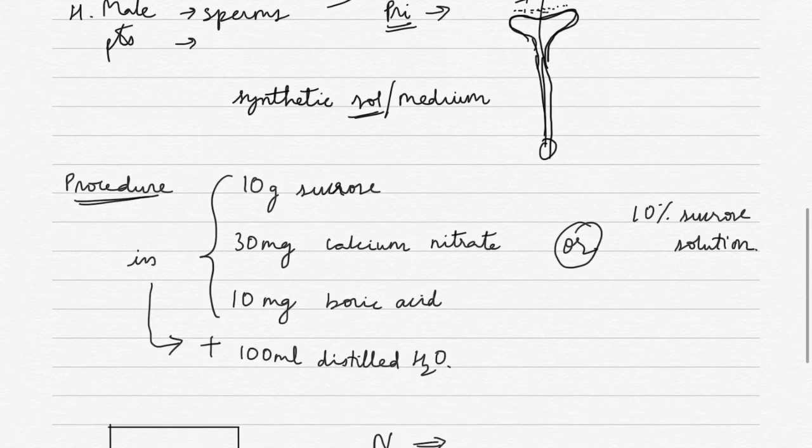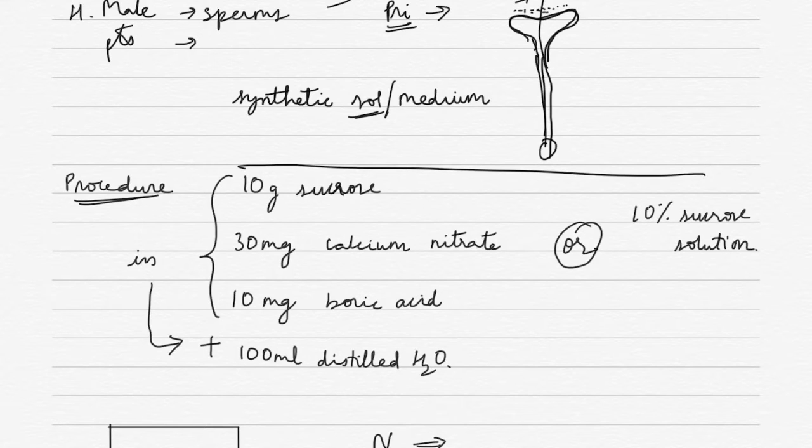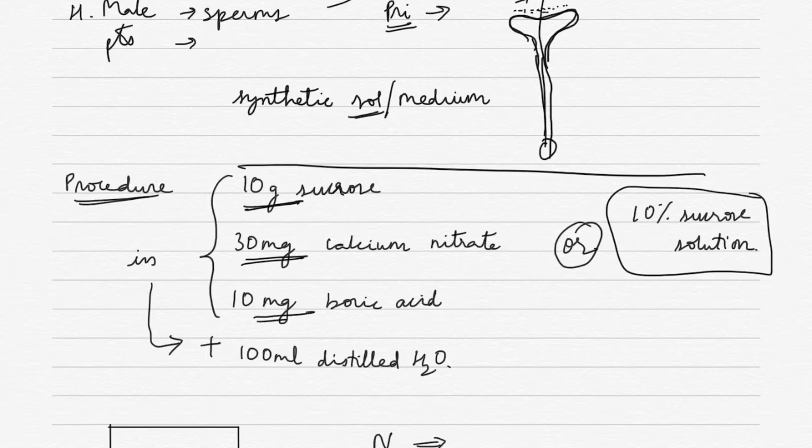A question could be asked on the synthetic medium for pollen germination, which has to be remembered. 10% sucrose solution, or how is 10% sucrose solution prepared? We have 10 gram of sucrose, 30 mg of calcium nitrate, 10 milligram of boric acid. All of these are mixed and then dissolved in 100 ml of water. So this is how you are going to prepare the synthetic medium required for replicating pollen germination.